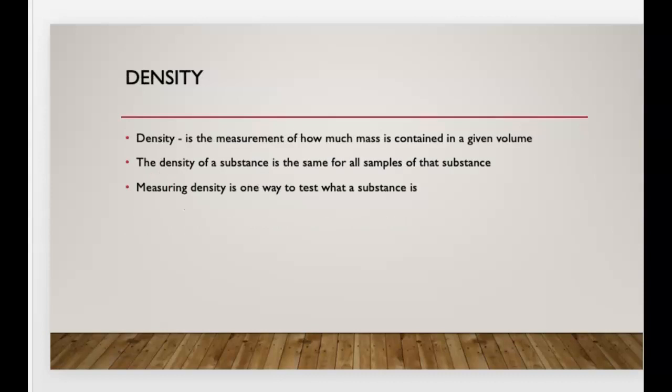Density is how much mass is in that given volume. So how much stuff takes up that space is an easy way to remember that. Now, the density of any substance is the same no matter what size the sample is. So if I have a small pebble of gold versus a big block of gold, it should still have the same density. If it's not, then you have something different. The way we measure density is one way to determine what a specific substance is.